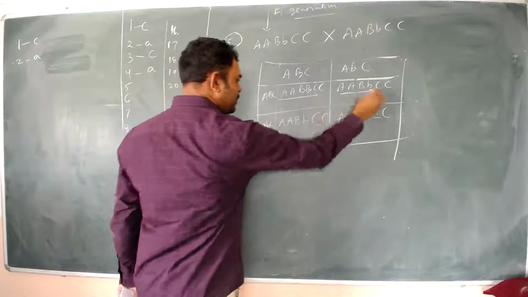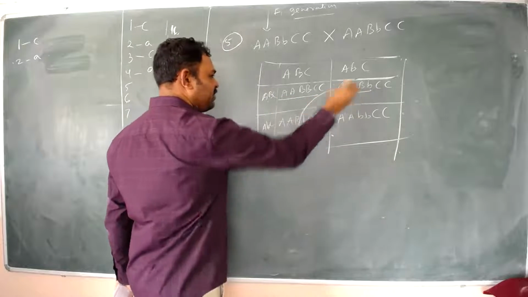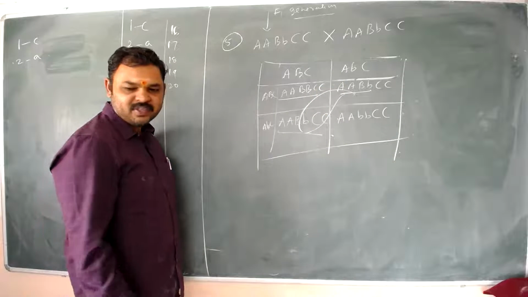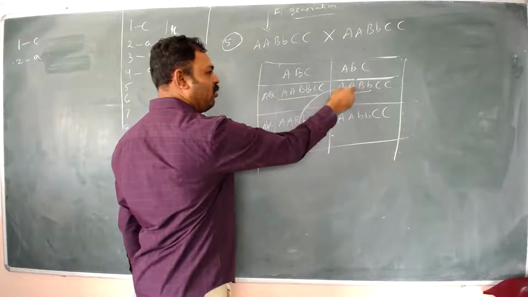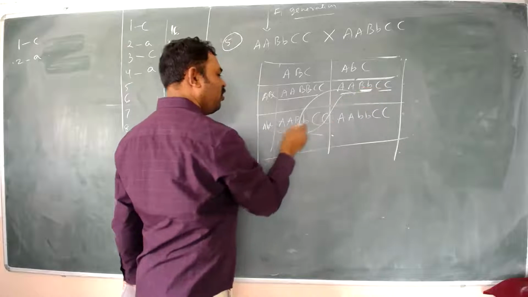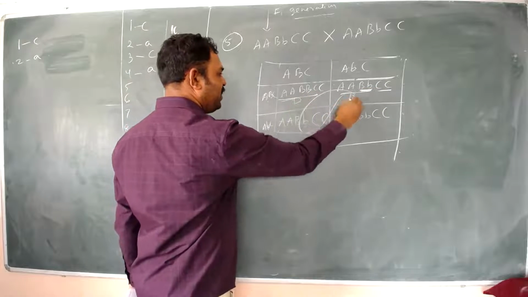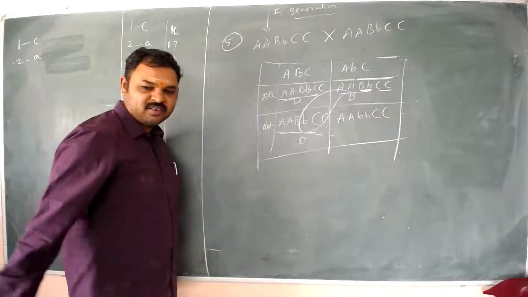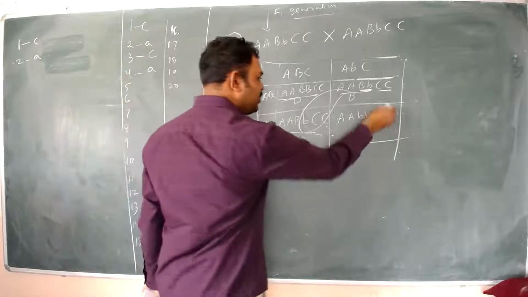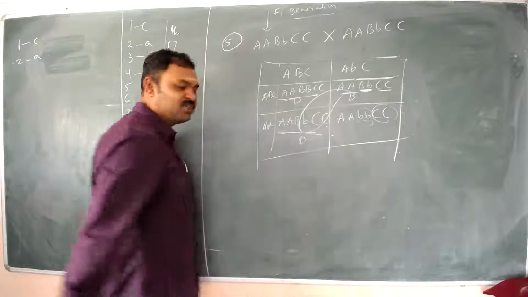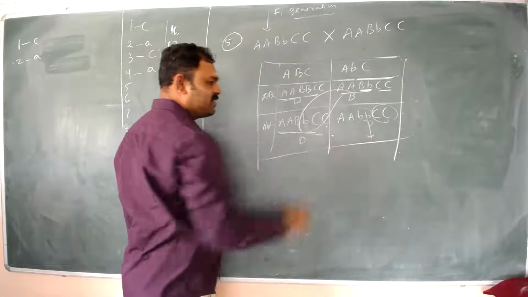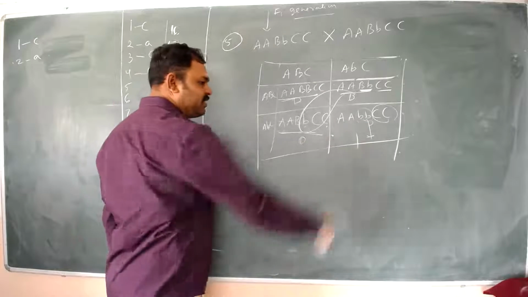Phenotypically, these three are the same. Why? It is also dominant. This is a dominant character. Here, dominant character, but here two genes are dominant and one gene is recessive. Here, completely, this character is recessive. So phenotypically, it is somewhat different.